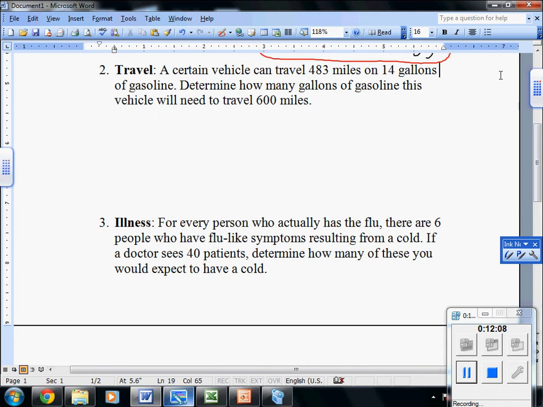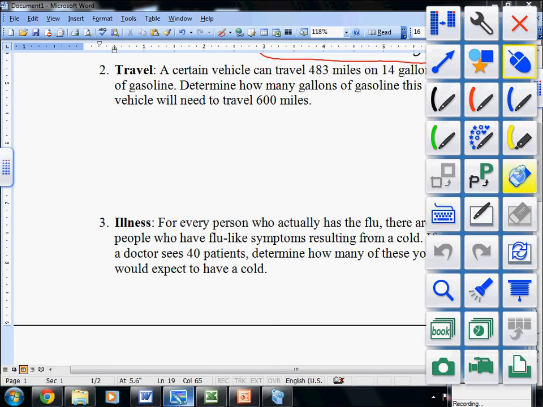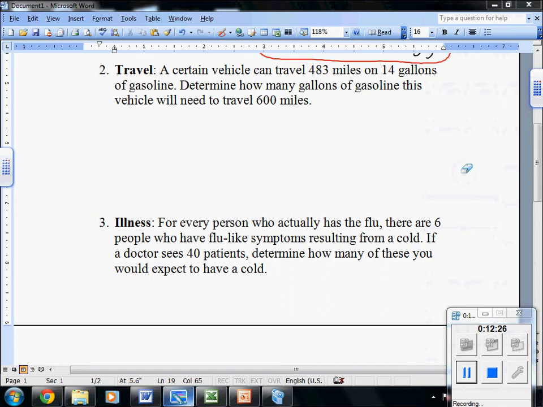Now, number 2, it's something completely different. The last one was about eggs, shopping, groceries. This one's about traveling. So let's read this one. We'll go a little bit faster now that we kind of remembered to line up your units of measure. You're traveling. A certain vehicle can travel 483 miles on 14 gallons. Okay, thank you for that information.